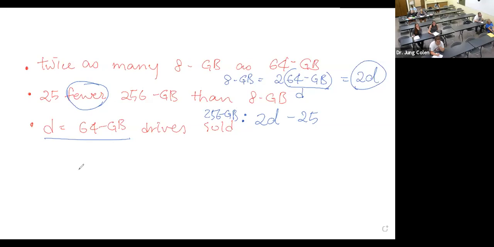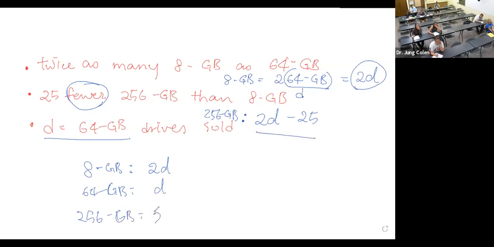Make sense? So we have 8 gigabyte as 2D many sold, and 64 gigabyte we sold D many. You already said that there, right? And 256 gigabyte, we have 2D minus 25. Make sense? Okay. Good. There's one more.